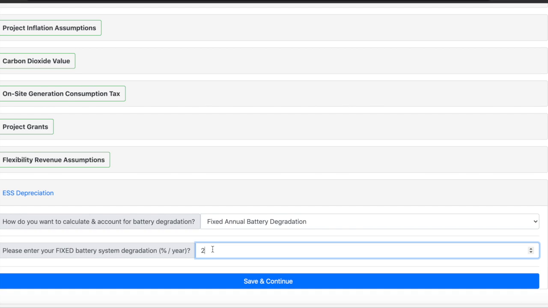That's essentially how we, at the moment, try to give you a handle on the impacts of degradation, and all of that is split out in the report. You'll be able to see what your revenue streams are from the battery, what your revenue streams are from generation, and obviously how those degrade over time from the battery due to this degradation number.